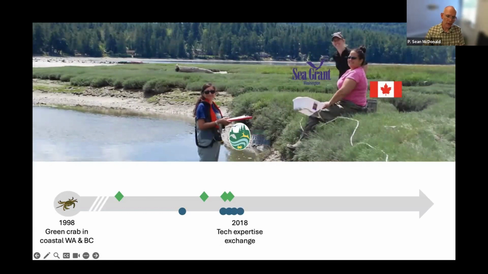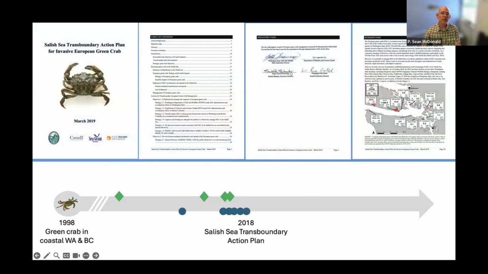As a follow-up to that increased capacity on the British Columbia side, we did a lot more in terms of technical expertise exchange. In fact, we had several events where representatives of Department of Fish and Wildlife in Washington, DFO in Canada, and Washington Sea Grant participated in some methods exchange and shared learning. And then in 2018, representatives of Washington Department of Fish and Wildlife, DFO, Washington Sea Grant, and PSP developed the Transboundary Action Plan that articulated our shared understanding of green crab threats, and it also detailed our shared goals for management, particularly in reducing spread throughout the Salish Sea.